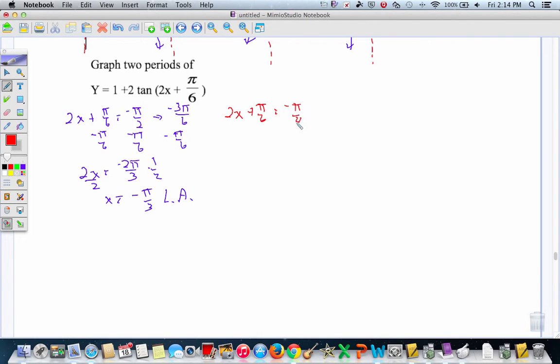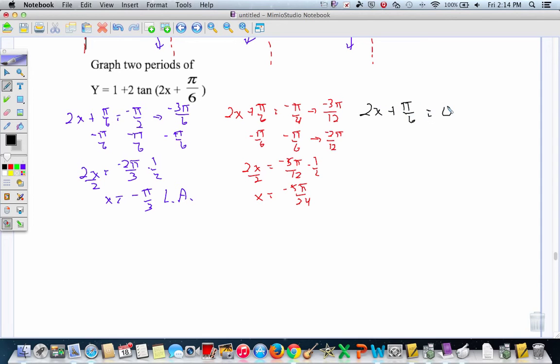asymptote line. We'll go ahead and repeat the process again to find our quarter point. Our quarter point for tangent occurs at negative pi over 4. We'll subtract pi over 6 from both sides. You can see here, once again, we need a common denominator. In this case, it would be 12. So it'll be negative 2 pi over 12, and this will be negative 3 pi over 12. So 2x equals negative 5 pi over 12. Divide by 2, multiply by a half, and x equals negative 5 pi over 24.